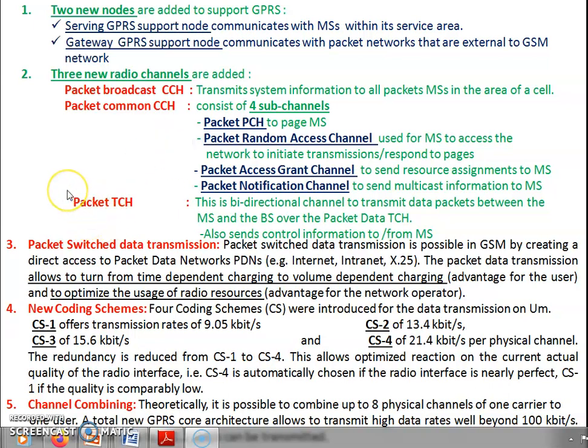Channel combining: theoretically, it is possible to combine up to 8 physical channels of one carrier to one user. A totally new GPRS core architecture allows transmission of high data rates well beyond 100 kbps.